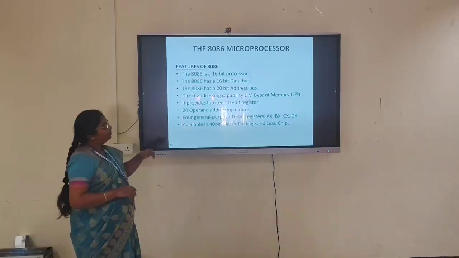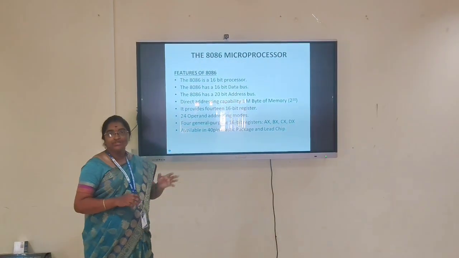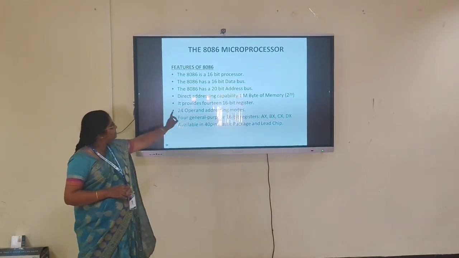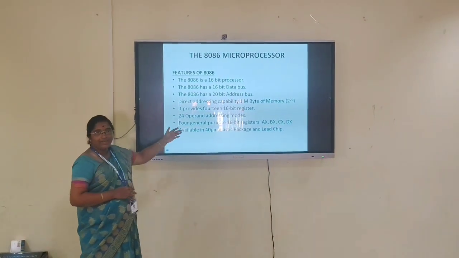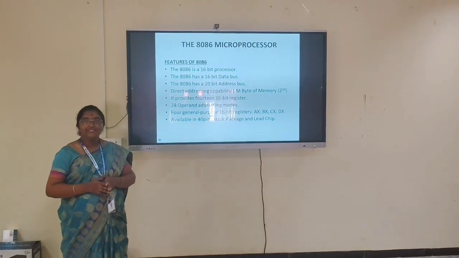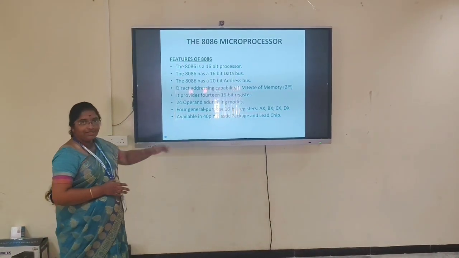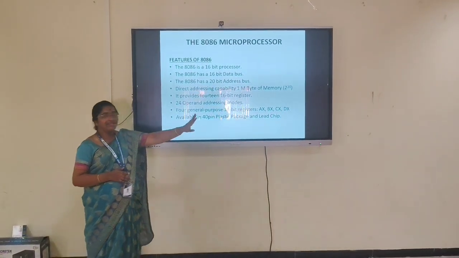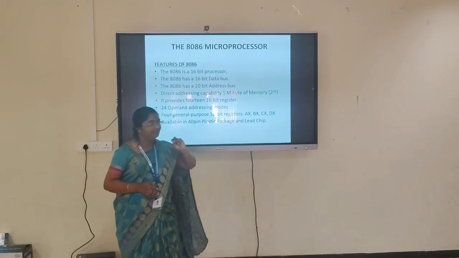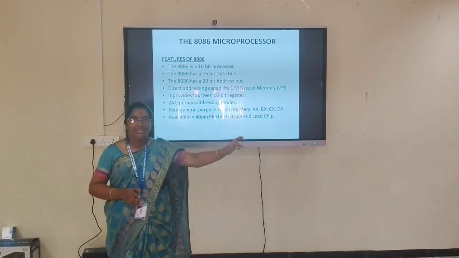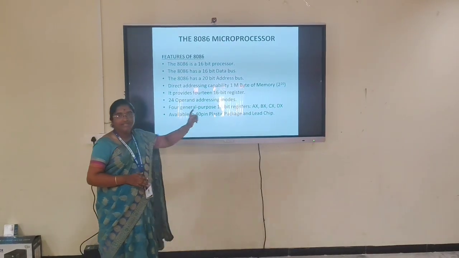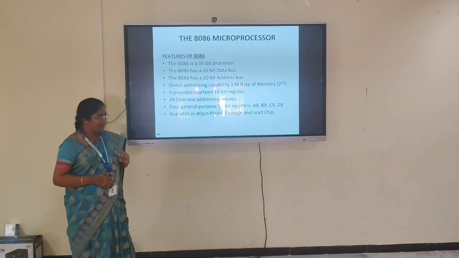Next, the 8086 microprocessor is called a 16-bit processor because it has a 16-bit data bus and a 20-bit address bus. It has four general purpose 16-bit registers, called AX, BX, CX and DX. AX is the accumulator register. BX is the base register. CX is the counter register. DX is the data register.